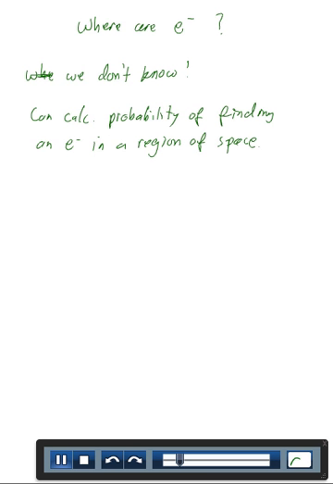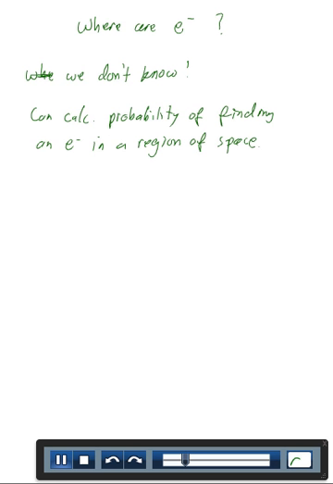We don't know where it is. We can only determine, say, there might be a 20% probability of finding the electron in a certain region around the nucleus, but we don't know anything else. Its energy, angular momentum, but we don't know where it is. So this is the big difference in quantum mechanics and classical mechanics.